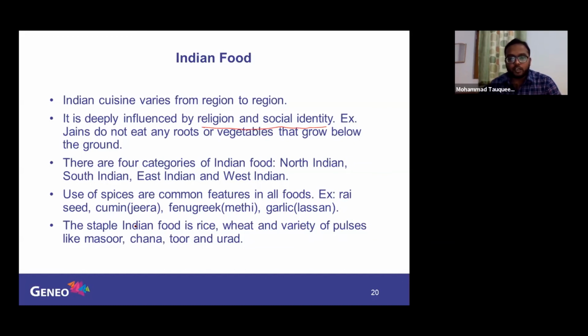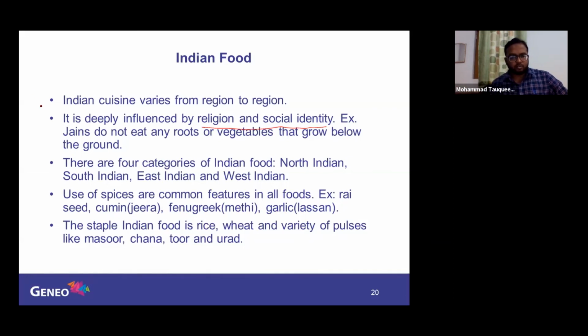And we have to remember the staple food is rice. The staple food of India is rice, wheat, and varieties of pulses like masoor dal, chana dal, tuar dal, and urad dal. So these are things about Indian food. You will be able to write a lot of things if a question is asked. Write something about Indian food. So varieties of questions can be asked here.